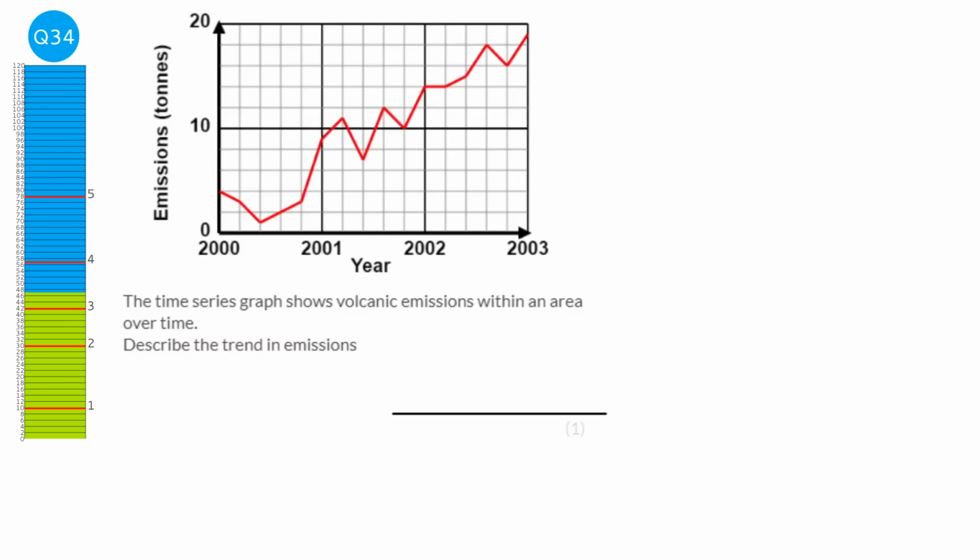So when you look at this graph, it looks like it's going down as well as up. So it goes down to start off with, and then it starts going up, but then it starts going down again.